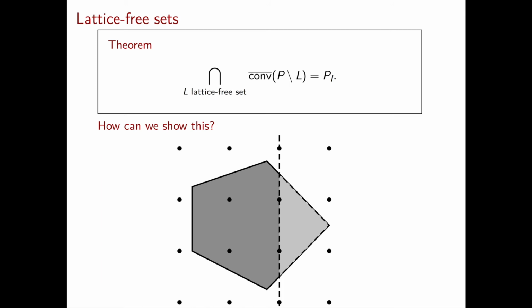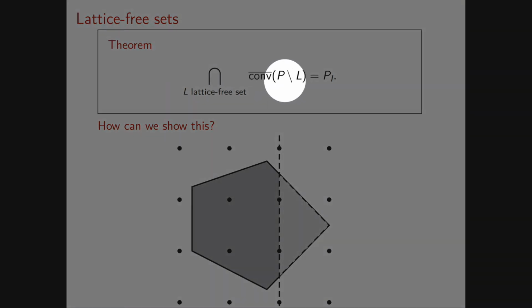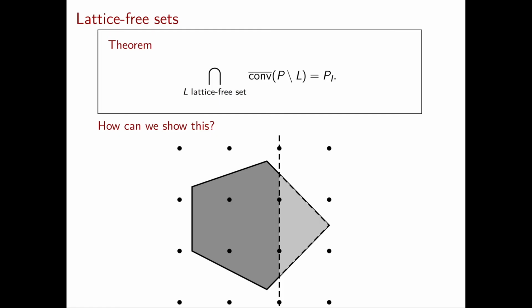But if you actually think for a minute about this, this is not correct. Why? Well, because we need to look at the closed convex hull of P minus L, but remember, L is a set defined by strict inequalities. Therefore, the set P minus L still contains all the boundary of the original P. So the closed convex hull of a set that contains the boundary of P is clearly P once again. So this is not a correct proof, but it's the right idea for a proof.